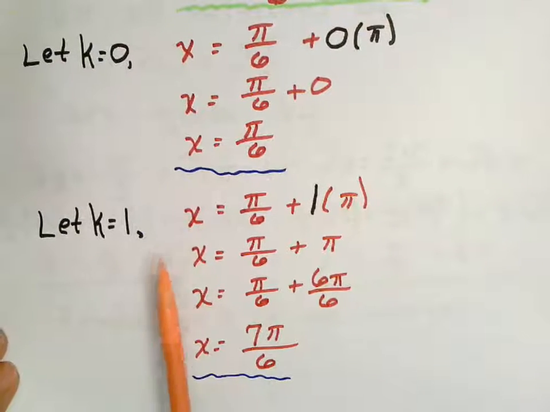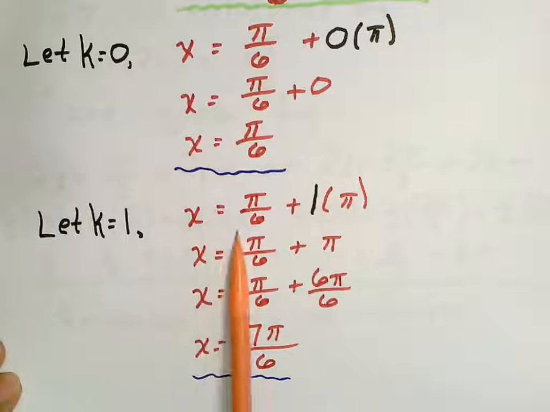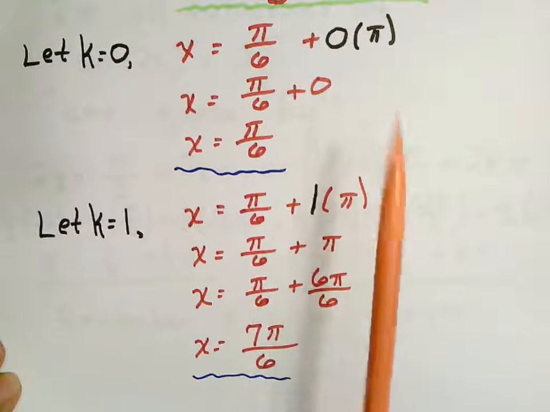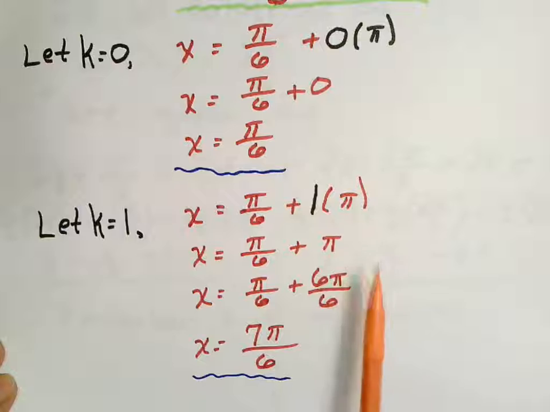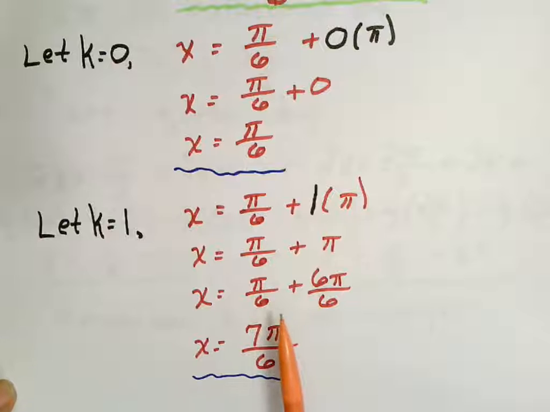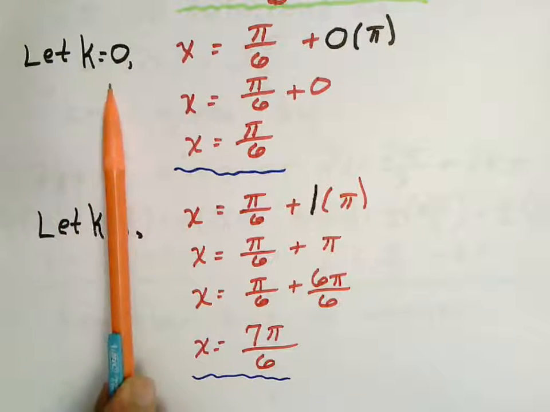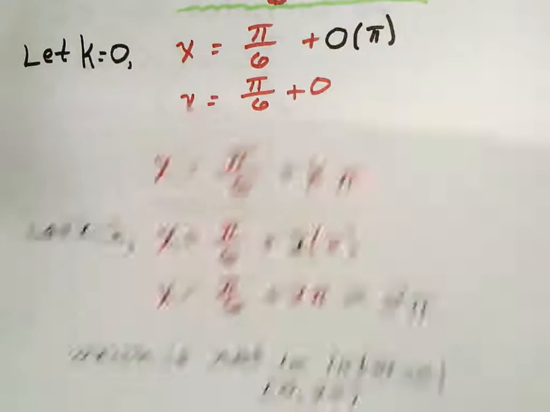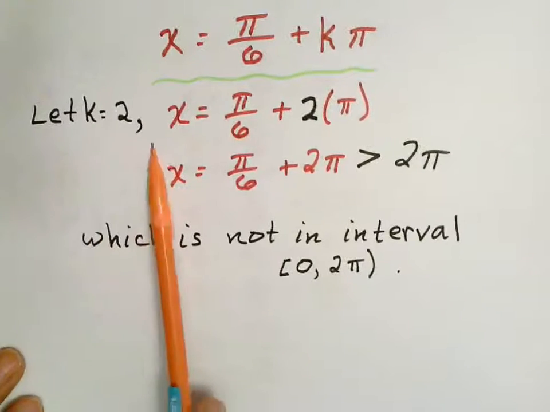Then we're going to let k be equal to 1. So x equals pi over 6 plus, you see, 1 times the pi, which is pi. But pi is the same thing as 6 pi over 6. Remember, we can only add and subtract fractions when we have like denominators. So 1 pi plus 6 pi gives us 7 pi over 6. So here's a second solution. We let k equal 0, k equal 1. So this time we're going to let k equal 2.